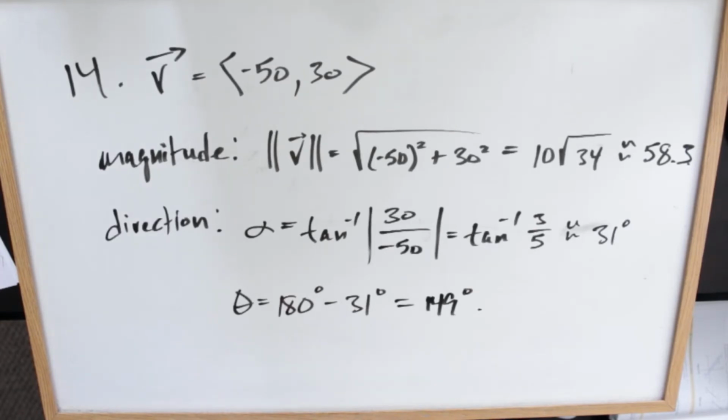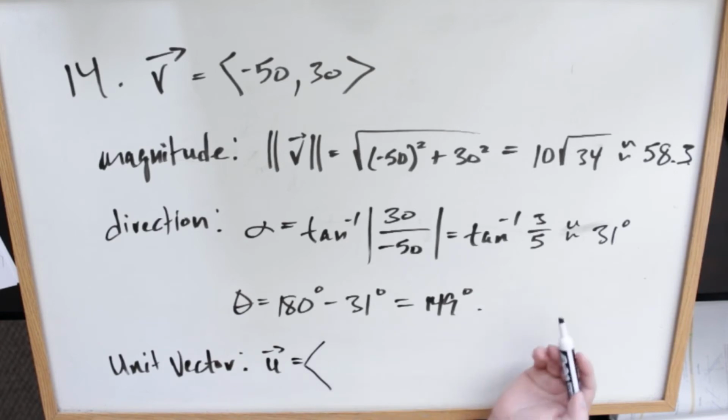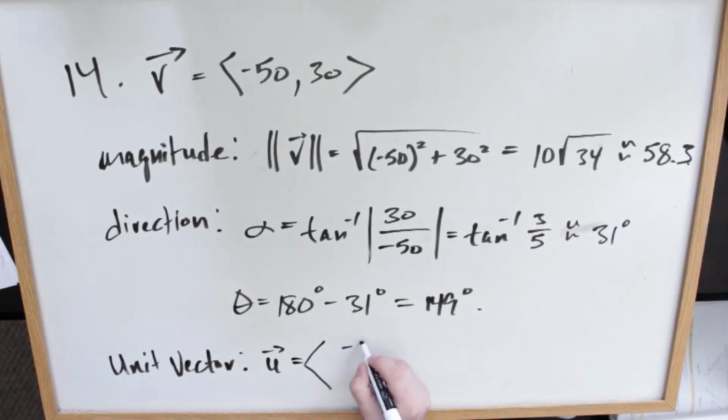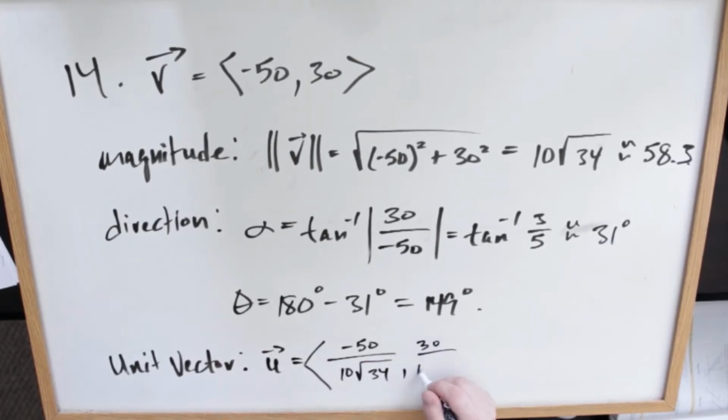All right, so we still have one more piece. We need to find the unit vector. So the unit vector is going to be u, and it's going to equal, what we do is we take the components and we divide them by the magnitude, and that's it. That's literally all we do. So this is going to be minus 50 all over the 10 root 34, 30 over 10 root 34.